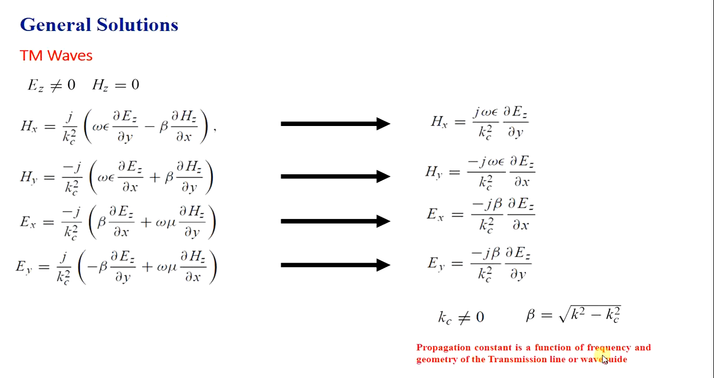Again, the propagation constant is a function of frequency and geometry of the transmission line or the waveguide. Helmholtz equation can be written to find Ez as ∂²/∂x² plus ∂²/∂y² plus ∂²/∂z² plus k square into Ez equal to 0. In this way, we have found the general solutions for transverse electromagnetic wave propagation, for transverse electric and the transverse magnetic waves.